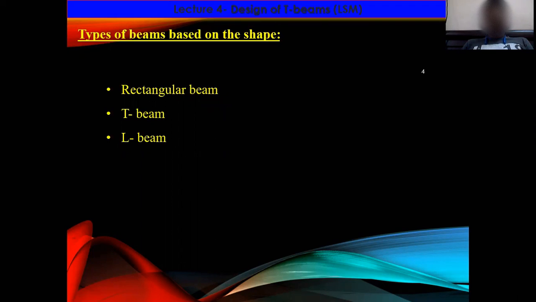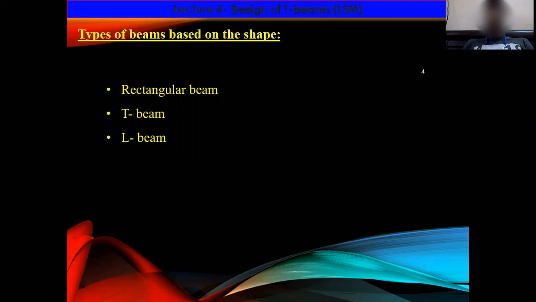We all know that there are different types of beams. So in our first lecture, we discussed the different types of beams, based upon the provision of reinforcement. The beams are classified into two types: singly reinforced beam or doubly reinforced beam. Singly reinforced beam means the reinforcement is provided only in the tension zone, right? Doubly reinforced beam means the reinforcement is provided in the tension zone as well as the compression zone.